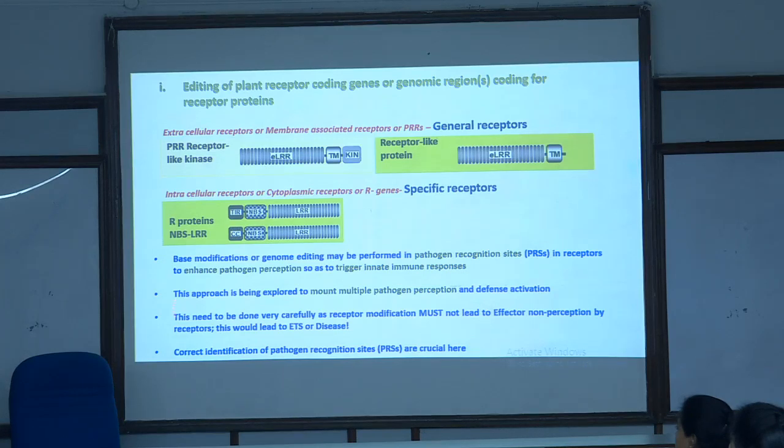That's number one. So this approach is being explored to mount multiple pathogen perception. That's also wonderful thinking. Because most of the R genes cloned and sequenced right now have the same backbone, NBS, LRR, right? If that is the case, definitely you can bring subtle changes in the perception PRS that would give this receptor the capability to recognize many pathogens. So that is also another option, right?